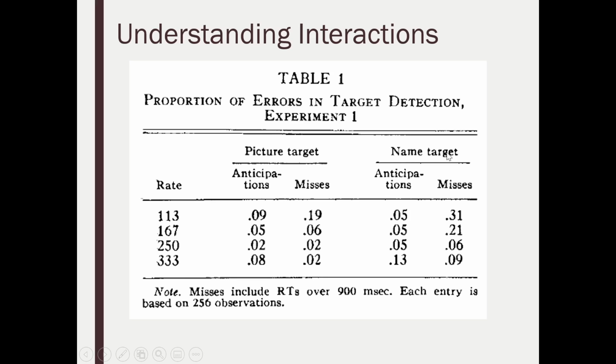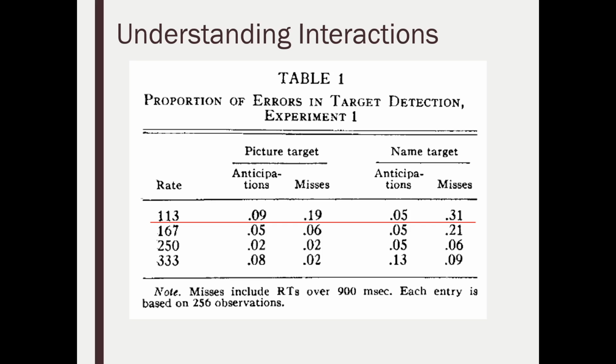Picture target, naming target. So that means it was a word. Anticipations mean they're saying it before they really saw the thing. And this is where they said the wrong thing. So we've got anticipations, we've got misses. What I want to attract your attention to are the misses. So let's just look at the rate of 113 milliseconds. We see that with the picture target, they had 0.19 misses, whereas with the naming target, they had 0.31.